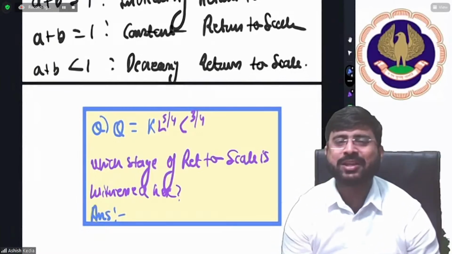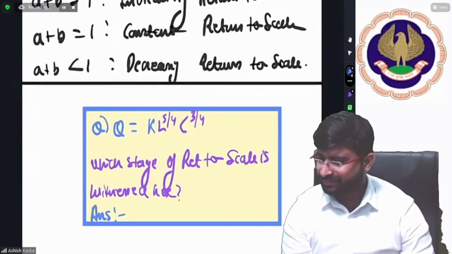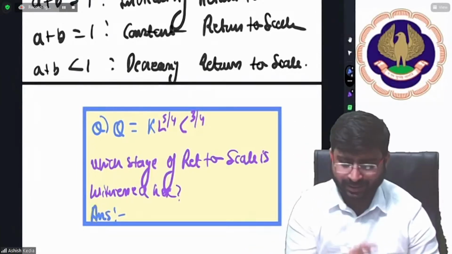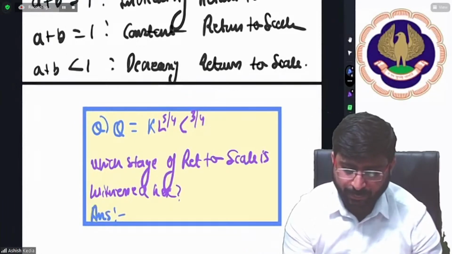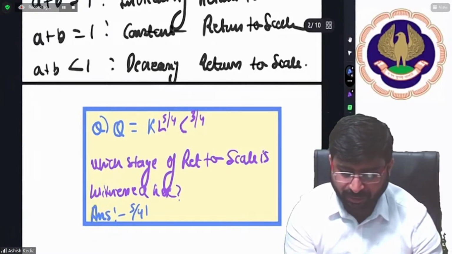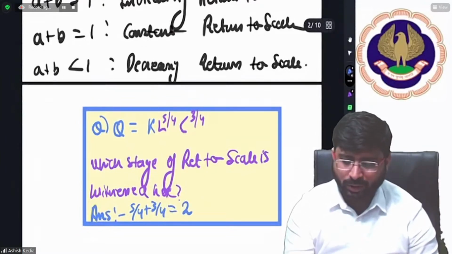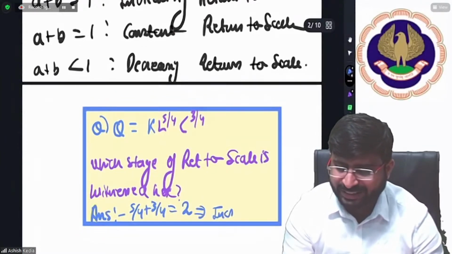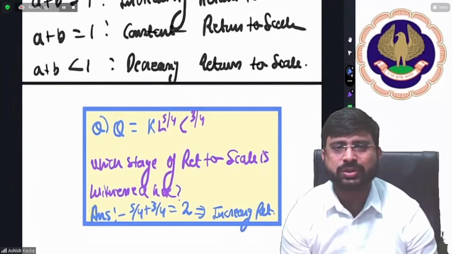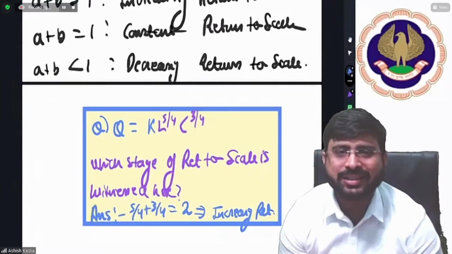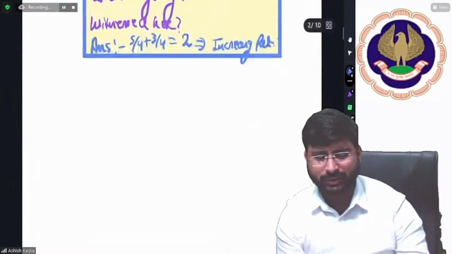Okay, great. Our friends are correct when you state that yes, sir, it is increasing returns that we are referring to. As you can see here, A plus B, that is 5/4 plus 3/4, gives you a value of 8/4, which is 2. And so the stage being referred to is increasing returns to scale. We got it, sir. And so stage 1, obviously. Moving on.